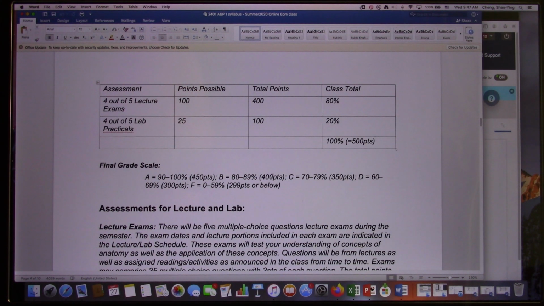And for 80%, 400, you get a B, and so on. So that's the criteria.